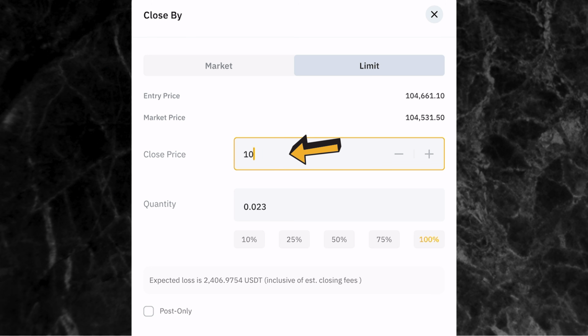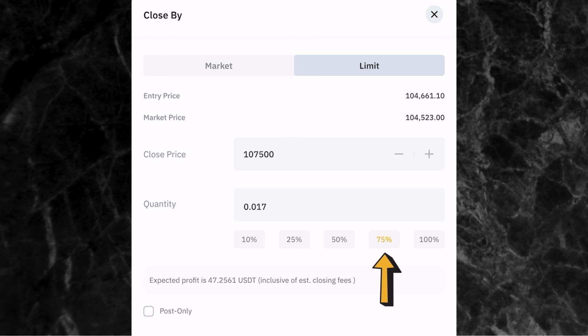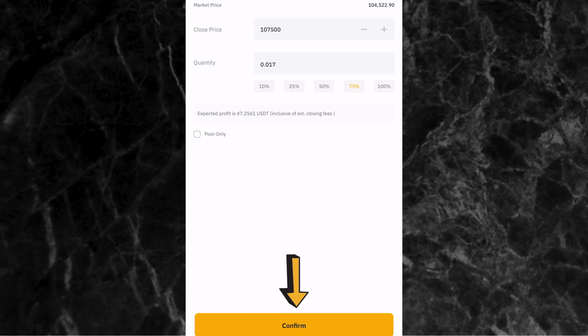So the first one was $106,000. So let's say, for example, you want the second one to be $107,500. And for that one, let's say you want to sell 75%. Just click on 75% right there and click on confirm.